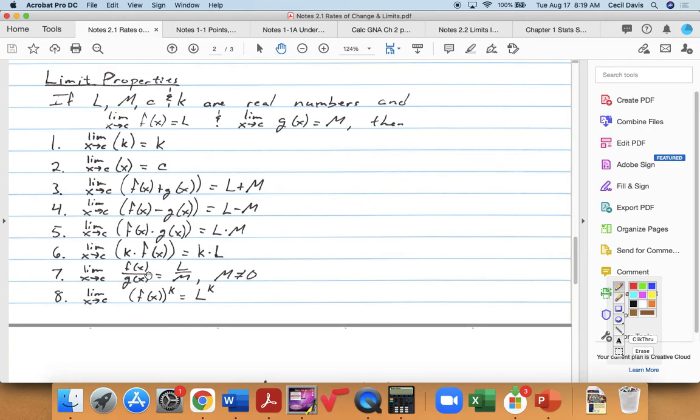We can divide, but only under certain circumstances. We can divide provided that the denominator's limit is not 0. If it is, now we're dividing by 0, which again is pretty much the only thing in math that is permanently forbidden.